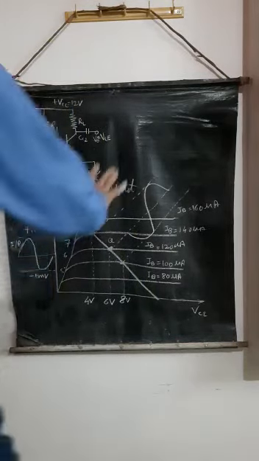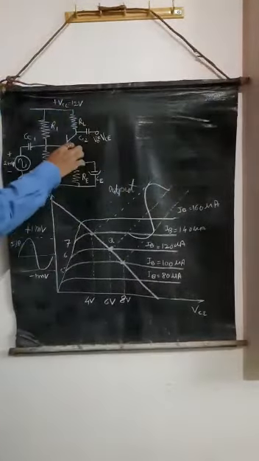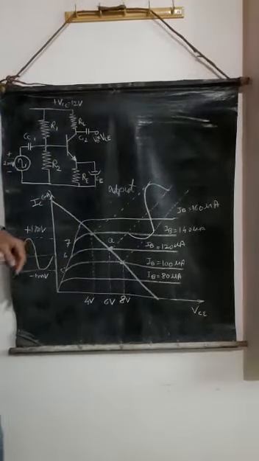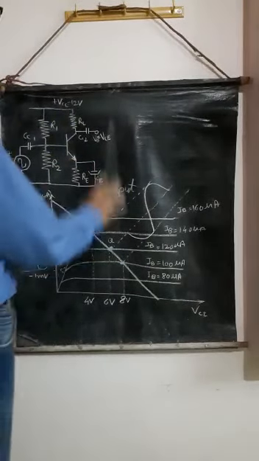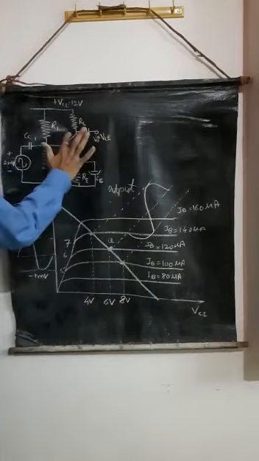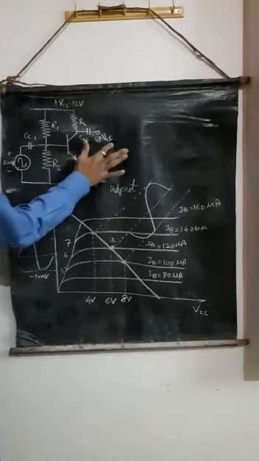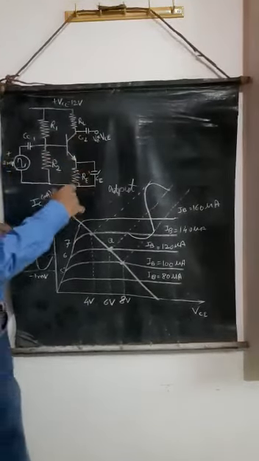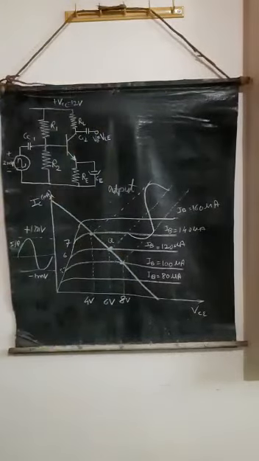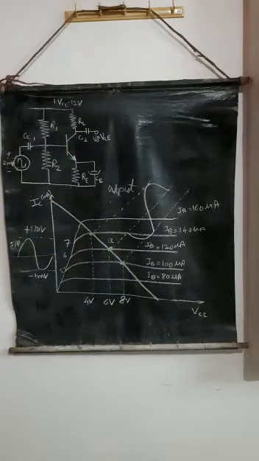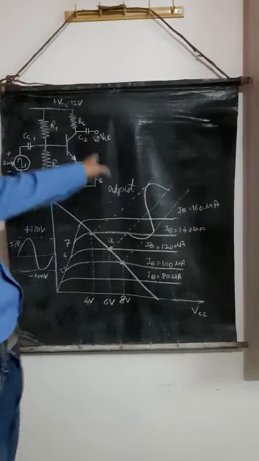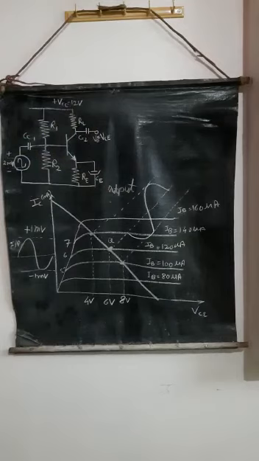We have taken the output across this load. V naught is equal to VC. The voltage between the collector and the emitter, taken from collector to ground, is called the output voltage V naught.